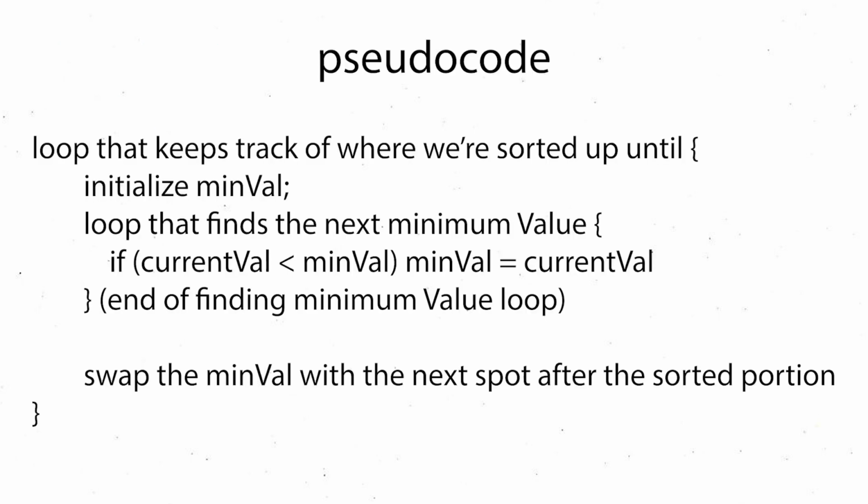Okay, for the pseudocode, we're going to have nested loops that loop through the entire array. The outer loop is going to keep track of where we're sorted until, and the inner loop is just going to go and find that minimum value. So at each iteration of the outer loop, we have an entire loop through the array that finds the next minimum value, and then once we found the minimum value, we swap it with the next available spot after the sorted portion.